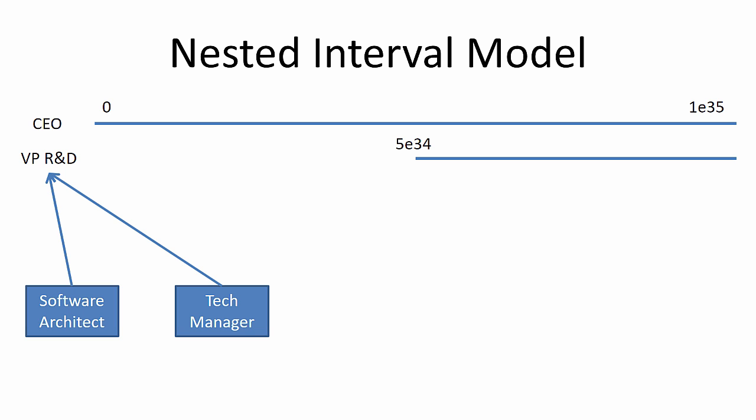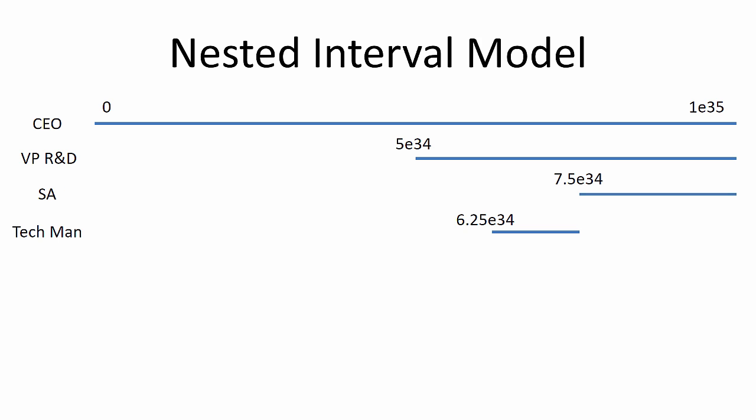We add the software architect first, and it gets half of the remaining interval of the VP of R&D, which puts it from 7.5 times 10 to the 34th up to 1 times 10 to the 35th. That's the interval associated with the software architect. And then the technical manager gets half of the remaining interval from VP of R&D that doesn't have any children on it, which is 6.25 times 10 to the 34th up until 7.5 times 10 to the 34th.